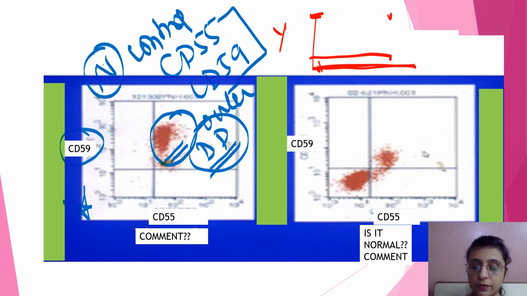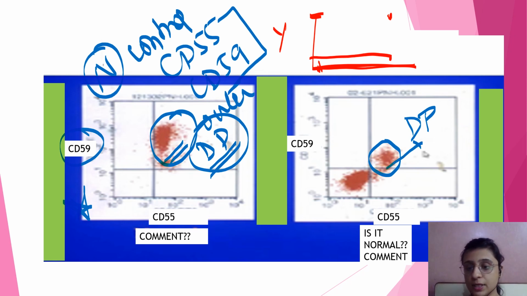Now look at this graph. If you can have a clear view, just look at this part. This is a small population present in the outermost quadrant, that is the double positive quadrant. So yes, some population of cells are positive for CD55 and CD59, but the major population is present in the innermost quadrant, which is your double negative quadrant. Double negative quadrant means negative for both CD55 and CD59, or negative for both the markers present on the x and the y axis.